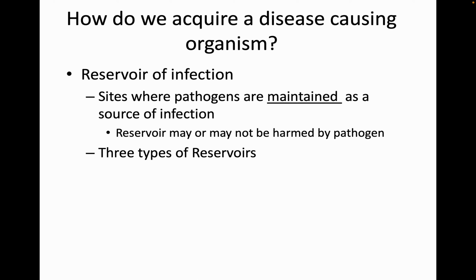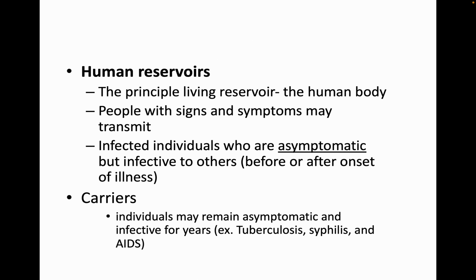How do we acquire a disease-causing organism? Well, they come from reservoirs of infection. A reservoir is a site where pathogens are maintained as a source of infection. The reservoir may or may not be harmed by the pathogen. And there are 3 general types of reservoirs.